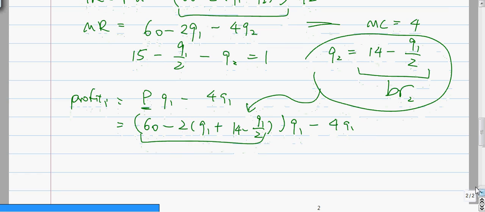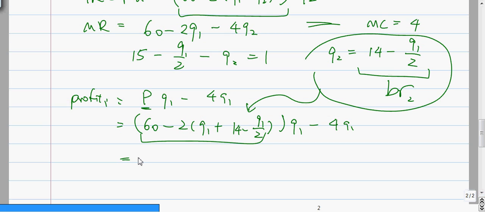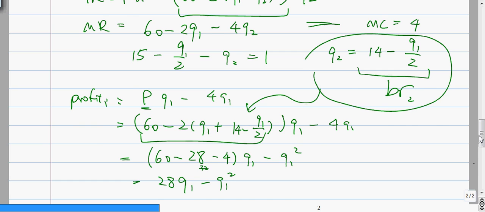So then what this thing is, it's a mess. We need to simplify this. Let's deal with the constant first. So we have 60 minus 28 minus 4 times Q1, minus 2 times half Q1 squared, so it cancels out, so it's Q1 squared. And what was this thing? So it's 32, so subtract: 28 Q1 minus Q1 squared.